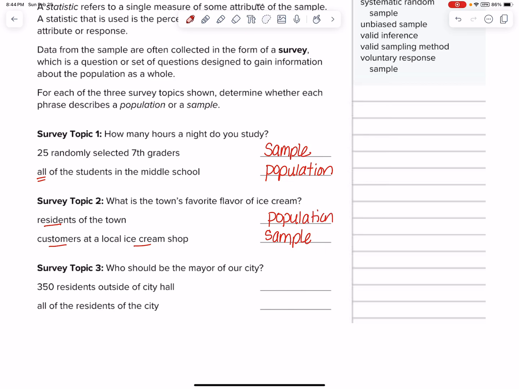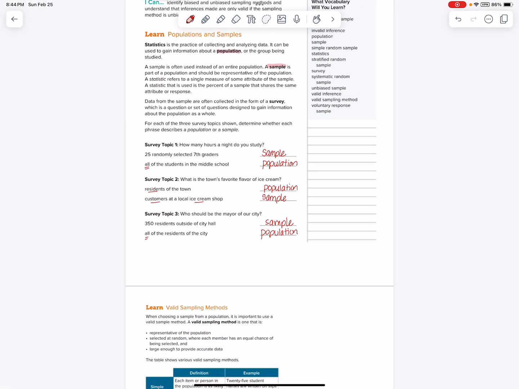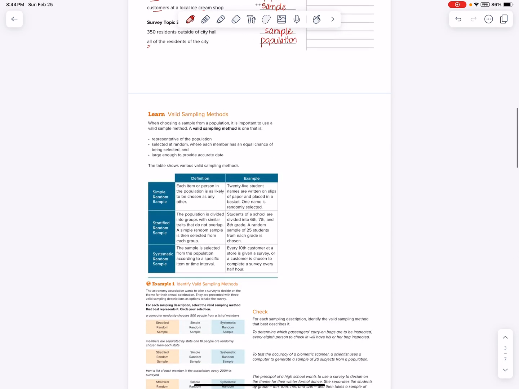And then the last one: who should be the mayor of our city? You ask 350 people, or you ask all the people. Obviously, all is going to be our population, and 350 will be our sample. So the breakdown is that all is the population, and anything smaller is going to be your sample size.